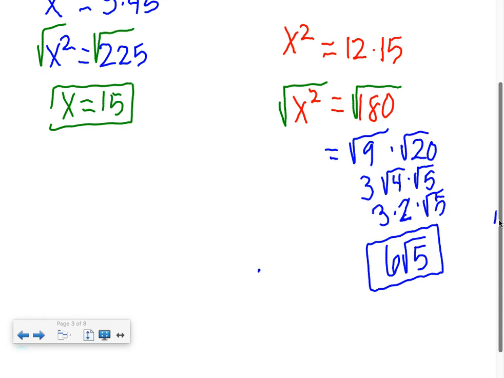I promise next year you'll be kind of thankful that we reviewed this a little bit because you'll do this a lot next year. Like all of your answers will be like this, not in decimals. But just because I like decimals, what is this approximately? What's 6 times the square root of 5? 13-ish? 13 point like 2? 13.4? Okay.